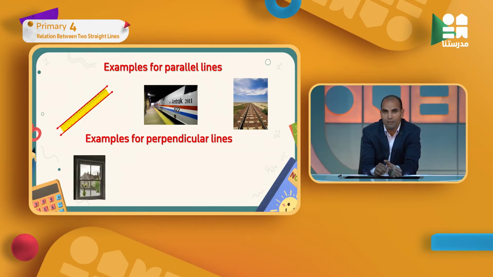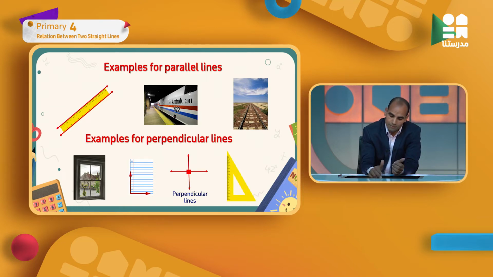We have here perpendicular lines, and here, perpendicular lines as well. So the sheet in your notebook or your book, you can find two perpendicular lines. They make a right angle. And if we have two perpendicular straight lines, we will find that we have four right angles, as we said. And here we have two perpendicular lines.